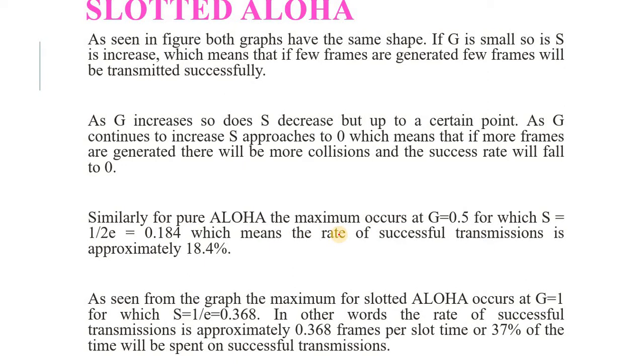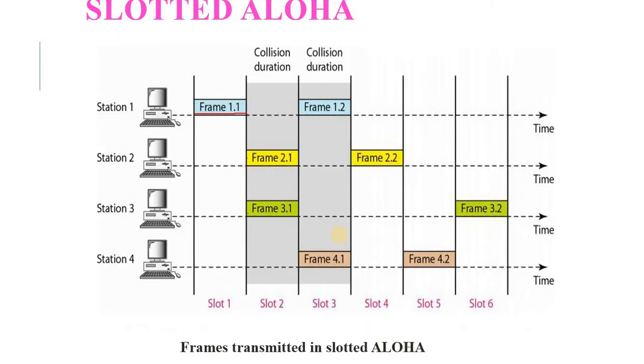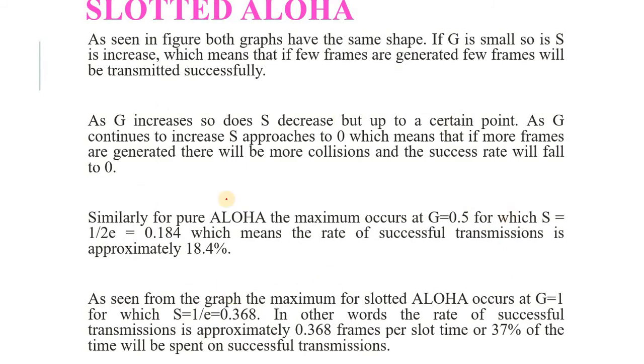While in slotted ALOHA, the efficiency is maximum when only 1 node starts communicating in the channel. There is only 1 node, so no collision occurs. So at that time the maximum efficiency is there. So when G equals 1, the efficiency is maximum.